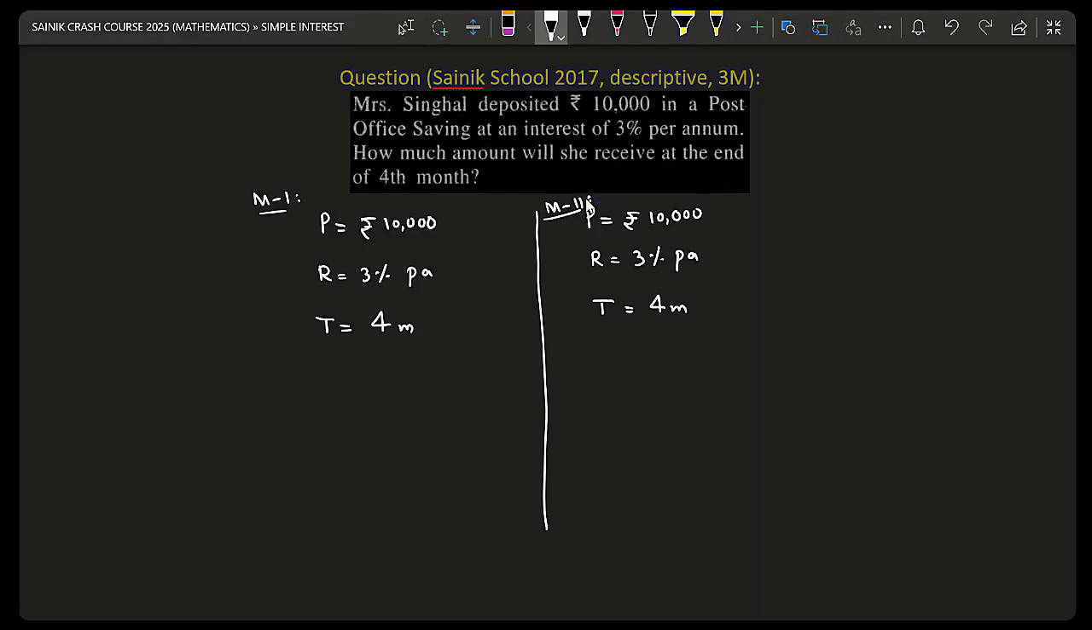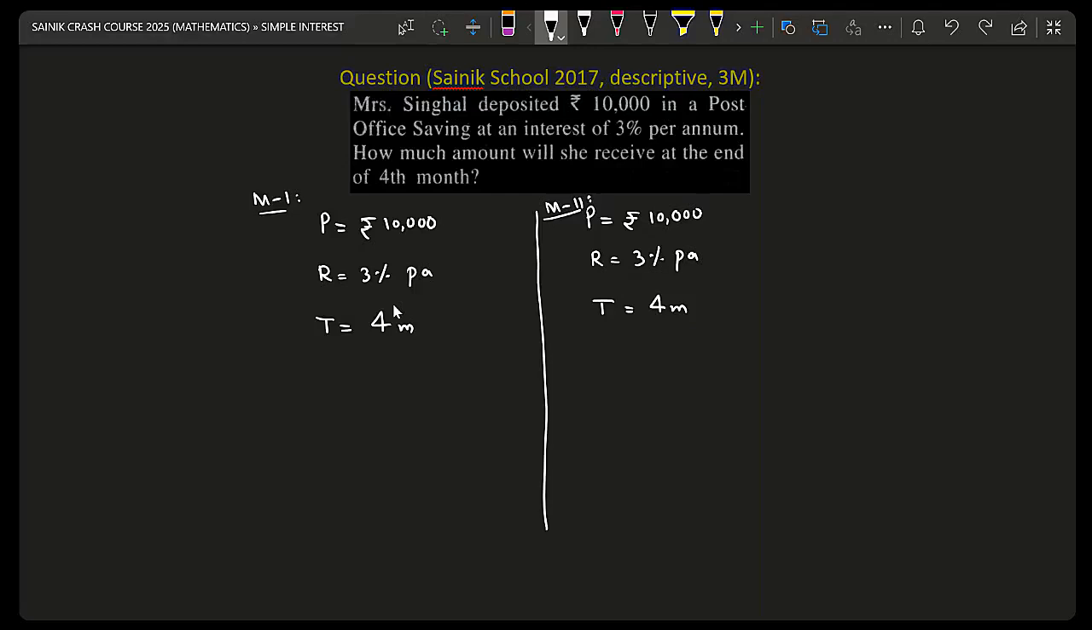So as you said, in method number 1, we'll convert both of them into months. 3% per annum. So what will be the percentage per month? Sir, multiply by 12. Wrong answer. In 1 year, you are getting 3 rupees. In 1 month, you will be getting how much? Sir, how to do that?